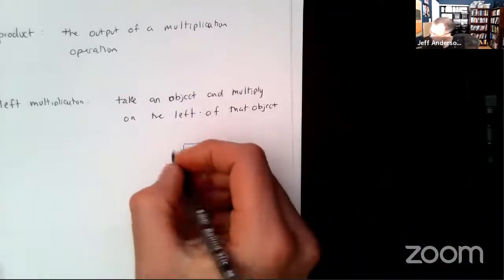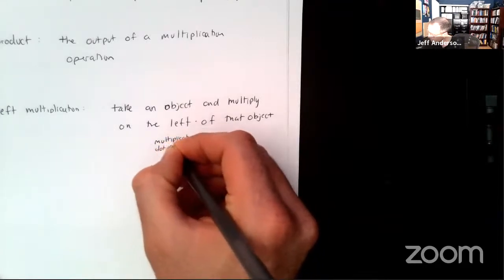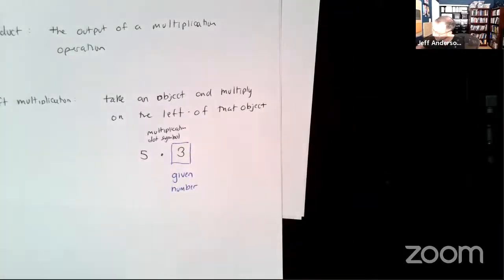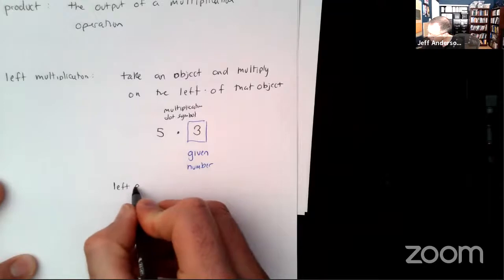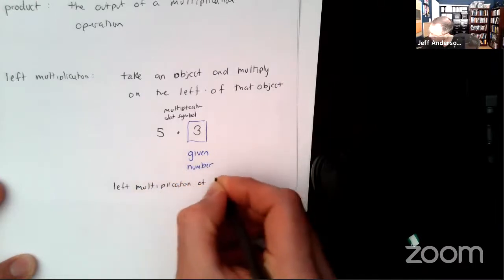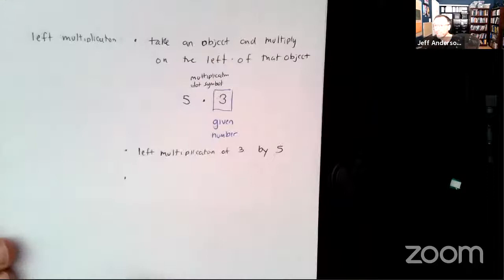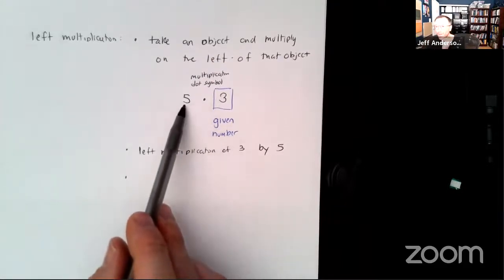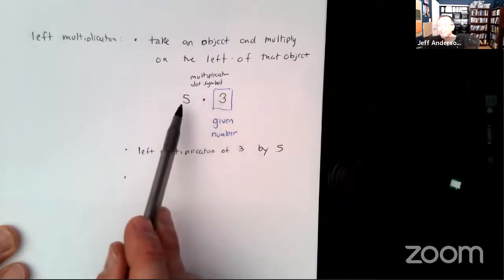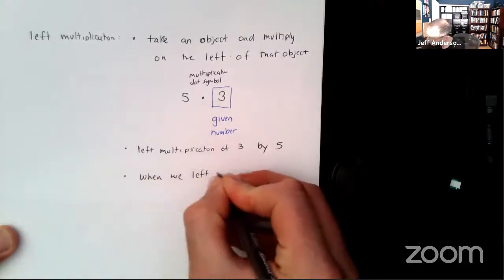If I left multiply 3, so there's the multiplication dot symbol, and I hit it with 5, this is going to be a left multiplication of 3 by 5. And we're going to impose the interpretation in this particular discussion that when we left multiply, the right factor represents the size of each group, and the left factor represents the number of each group.